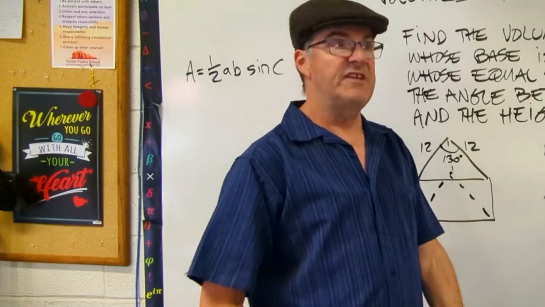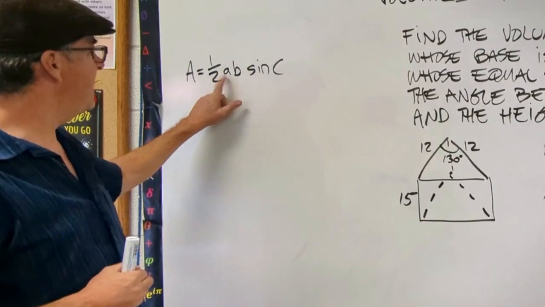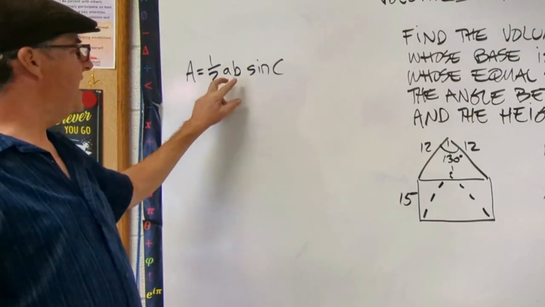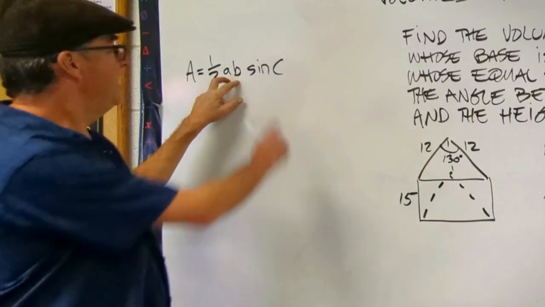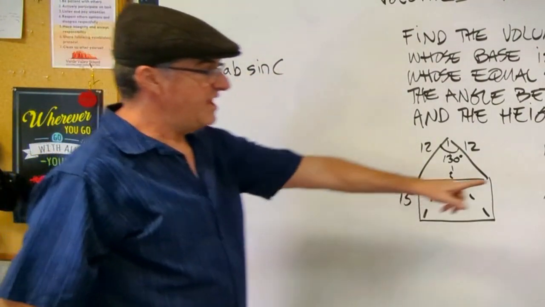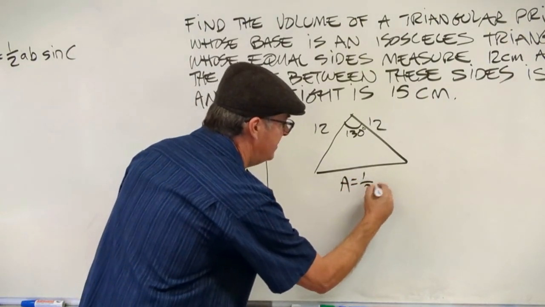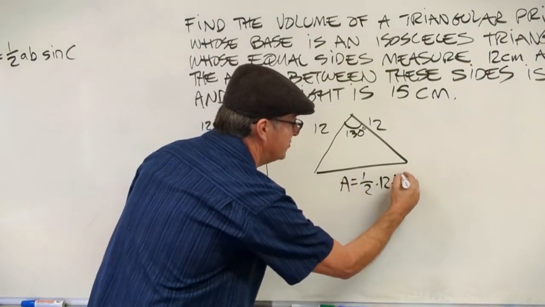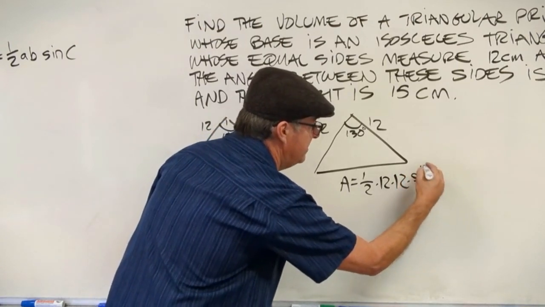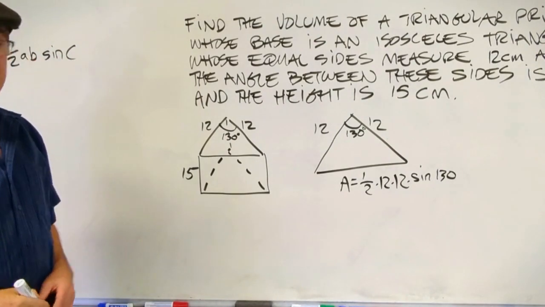So check it out. That's called the area formula using sine. I put that here, 1/2 AB sine C. A and B are the two sides that you know, and C is the angle that's between them. And we have that. So the area of this triangle is going to be 1/2 times 12 times 12 times sine of 130. Okay, so that's the area of the triangle.